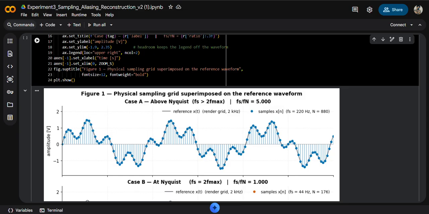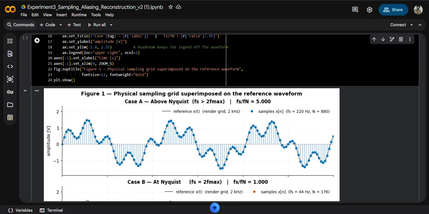Because our highest frequency is 22.0 Hz, the Nyquist theorem tells us our speed limit for sampling, the Nyquist rate, is exactly double that, which is 44.0 Hz. We are going to rebuild this signal using a realistic truncated sinc interpolator. Let's take case A, above the Nyquist rate.